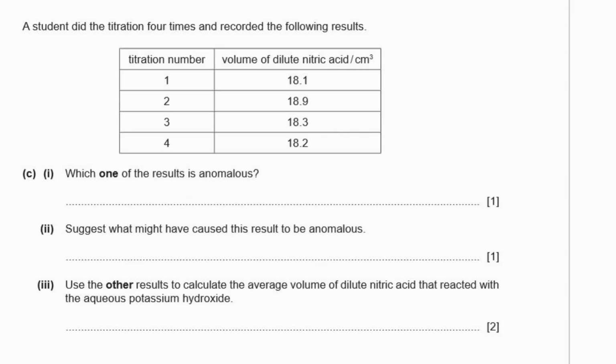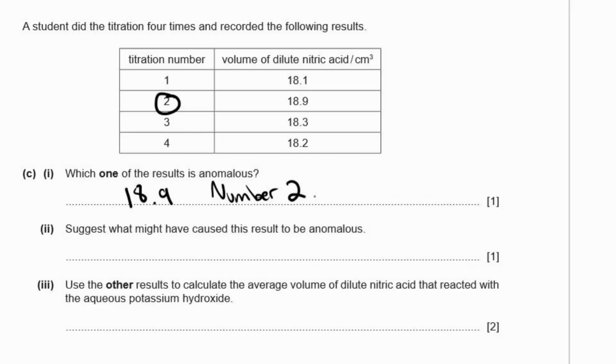A student did the titration 4 times and recorded the following results. They had 4 different titration numbers, and the volume of dilute nitric acid used was recorded. So which one of the results is anomalous? If we look at this, 18.1, 18.9, 18.3, and 18.2, the one that's clearly farthest away from the others is titration 2, or you could say 18.9. It doesn't matter. 18.9, and that's titration 2.